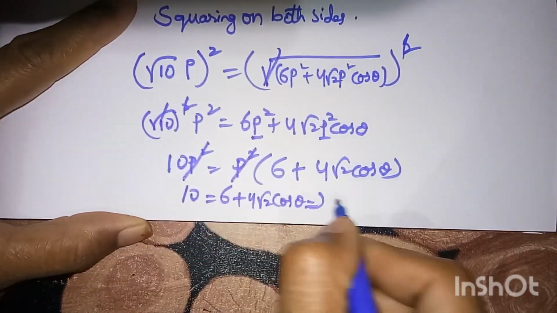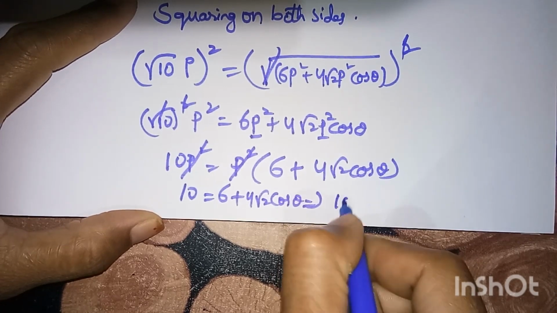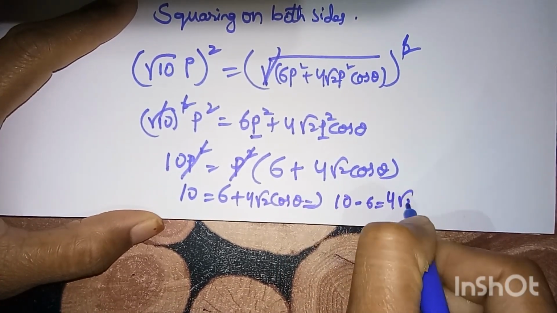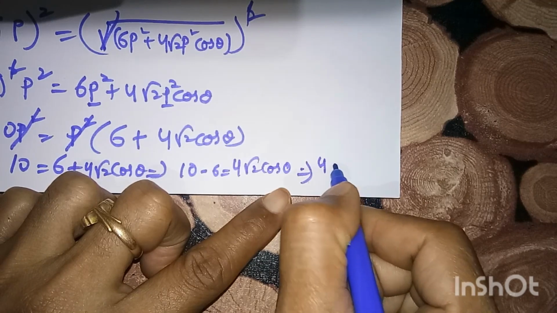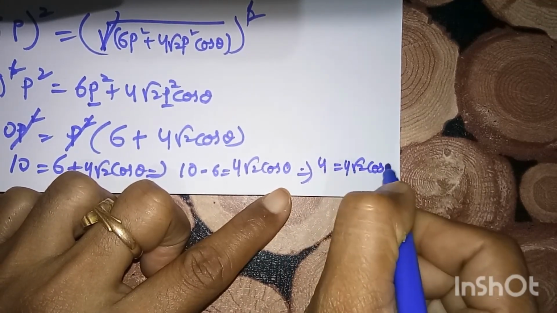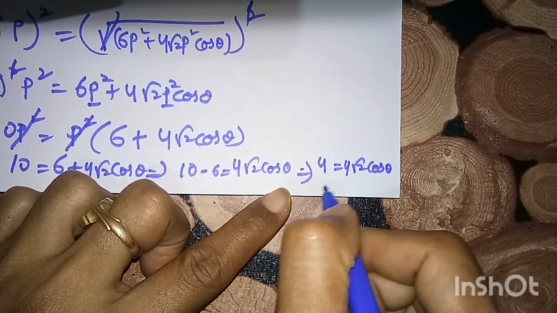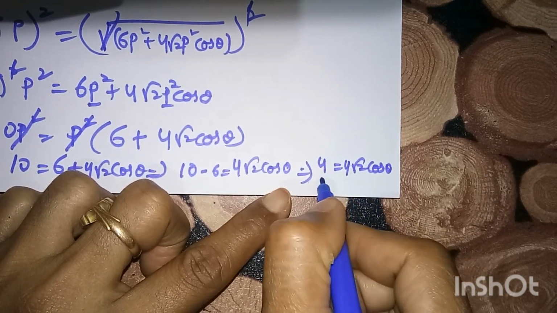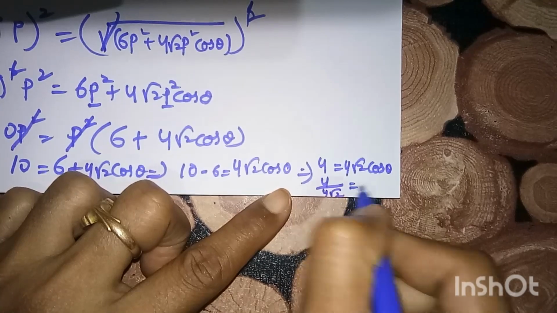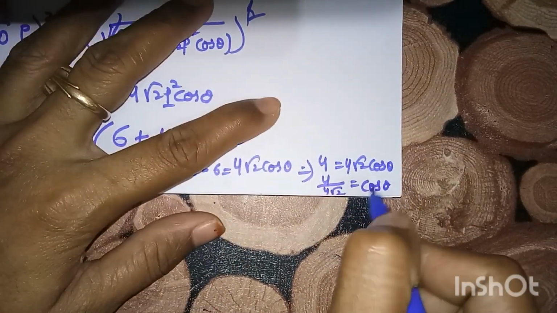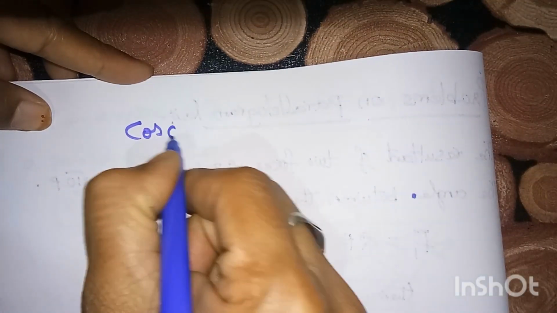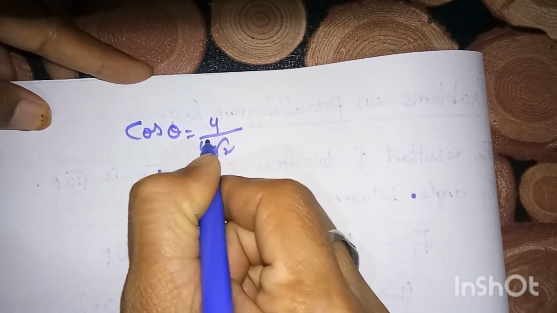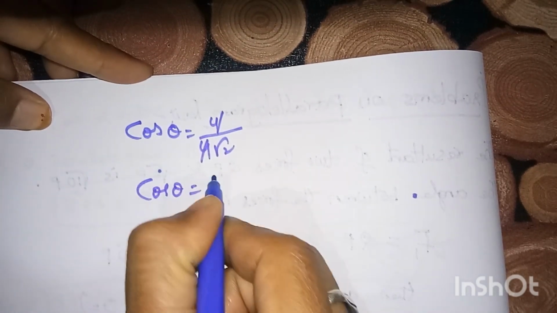Send 6 to the left hand side. You will get 10 minus 6 is equal to 4 root 2 cos theta. 10 minus 6 is 4, so 4 is equal to 4 root 2 cos theta. Send this 4 root 2 to the left hand side. It will divide: 4 by 4 root 2 is equal to cos theta. You want theta, so I am sending all terms to the left hand side. You get cos theta equals 4 by 4 root 2. 4 will be cancelled. Cos theta equals 1 by root 2.